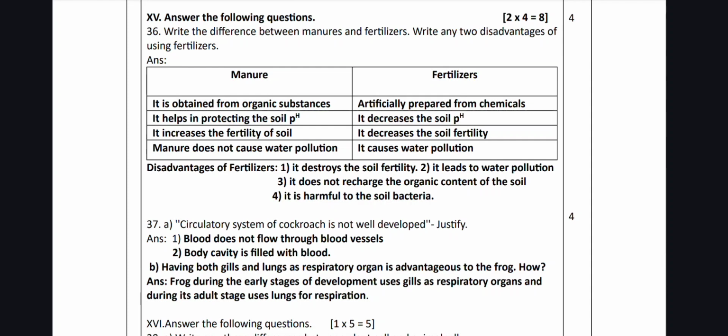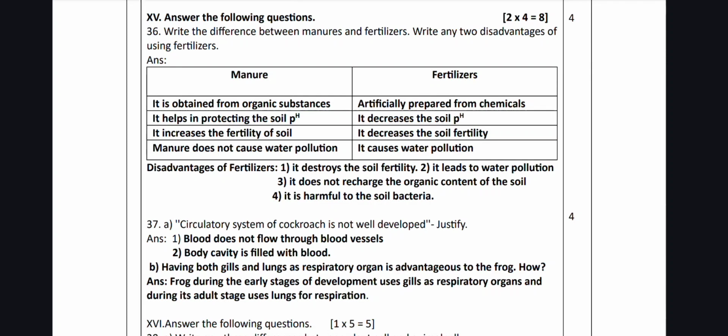So the macro and micro minerals, and the earthworms or the bacteria, all these things, when they are present in the soil, only then will it help the 100% growth of the plants. So this soil fertility which has to be in the soil will get decreased by more and more use of fertilizers. So the last point of manure: manure does not cause water pollution.